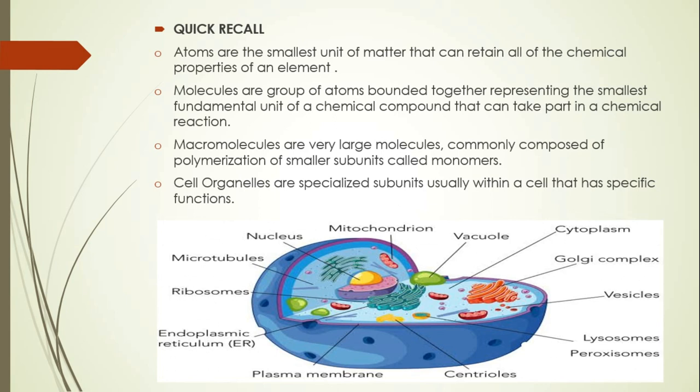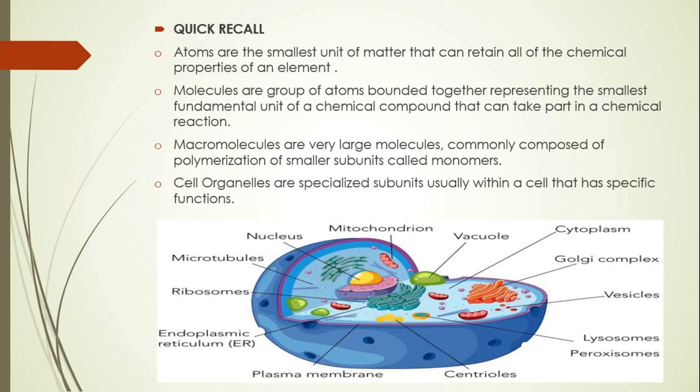Now, in chemistry, we have different elements on the periodic table. And these elements are basically composed of various atoms. For example, when you see oxygen on the periodic table, it's made up of oxygen atoms. When you see chlorine on the periodic table, it's made up of chlorine atoms. When you see magnesium, it's made up of magnesium atoms, and so on and so forth.